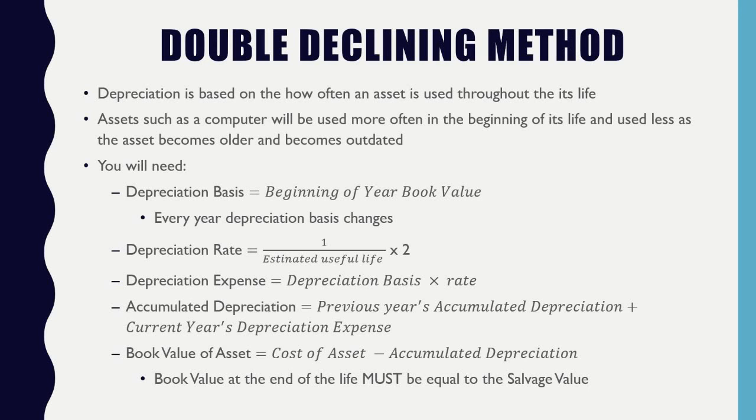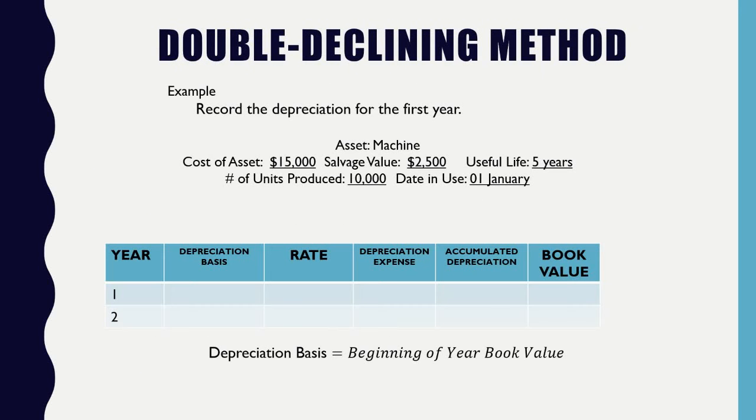And so on and so forth. So let's go ahead and take a look at an example. Okay? So here we purchased a machine for $15,000. The salvage value is $2,500. Useful life is 5 years. And the number of units that it could produce is 10,000. And the date that we placed into service was January 1st, okay?